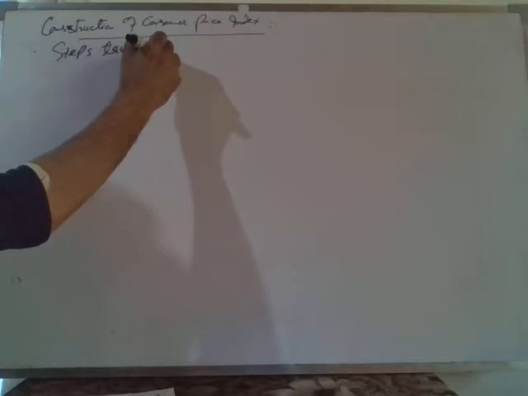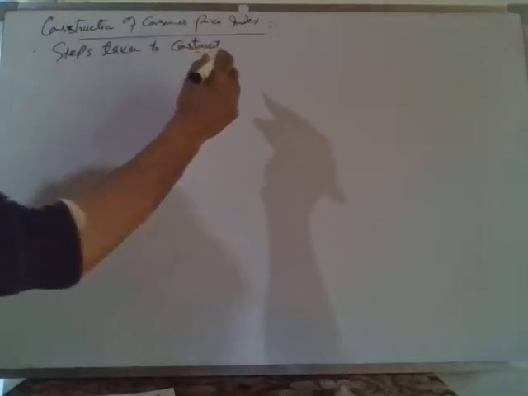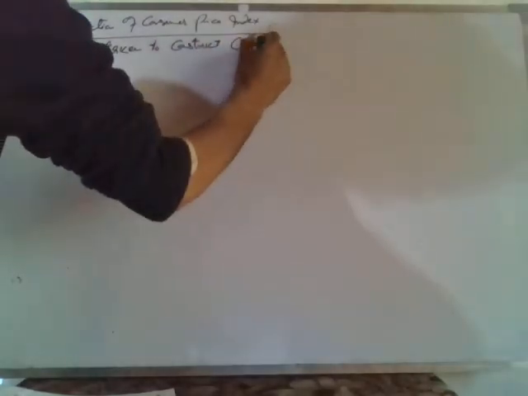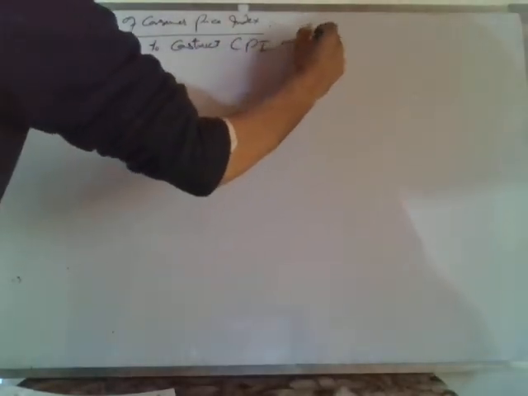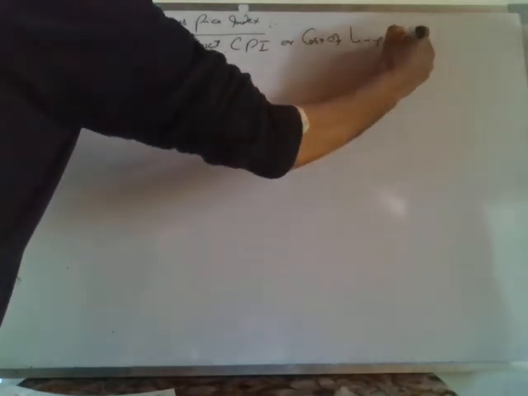Now the next lesson regarding consumer price index is how to construct a consumer price index, or cost of living index. That is, what are the steps taken to construct the consumer price index, CPI, or cost of living index.